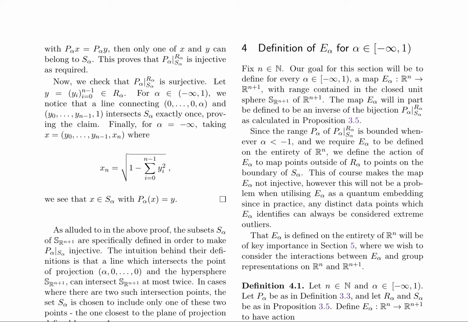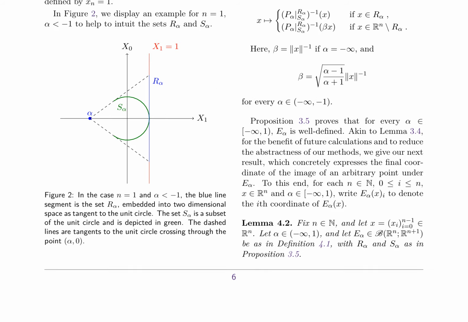The paper also presents a detailed proof of the injectivity and surjectivity of P-alpha, R-alpha, S-alpha, ensuring that E-alpha is well defined. The definition of E-alpha is provided, showing that it maps points outside of R-alpha to points on the boundary of S-alpha, making it non-injective but suitable for quantum embedding purposes. The paper concludes by highlighting the importance of E-alpha for interactions with group representations in Section 5.